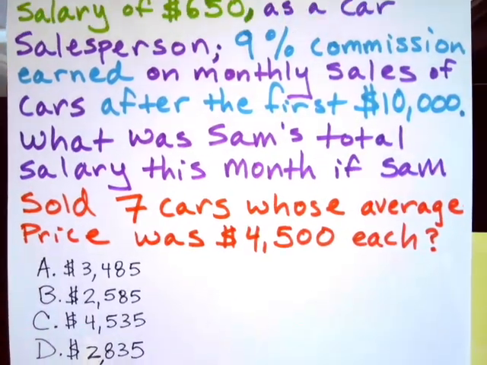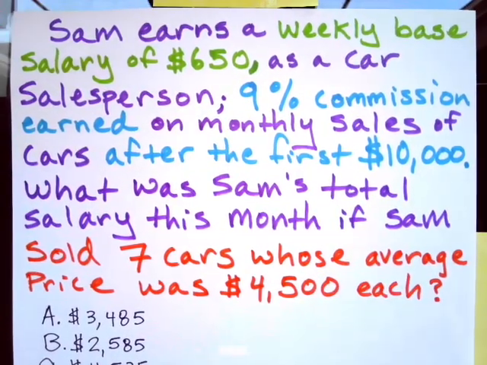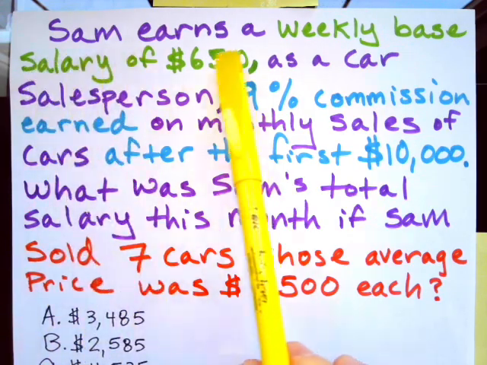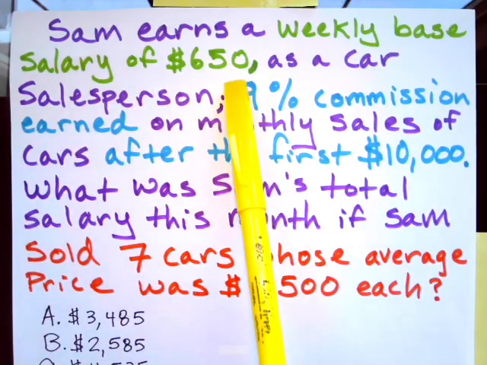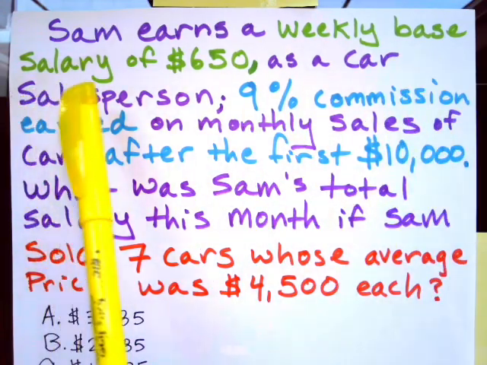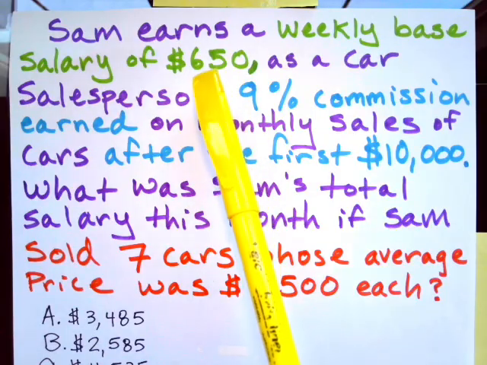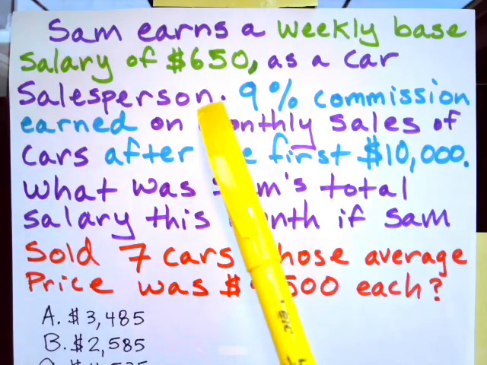So let me read through this again, a little bit at a time, and I'm going to go real slow in trying to mentally keep track of what is being said. Sam earns a weekly base salary of $650. What does that mean? That means Sam gets paid a base salary every week of $650. You want to consider how many weeks are in a month. How many weeks are in a month? Something to consider.